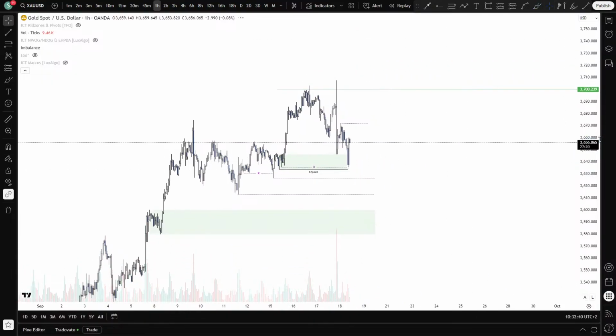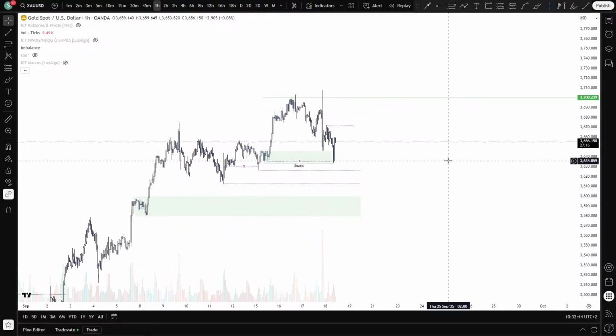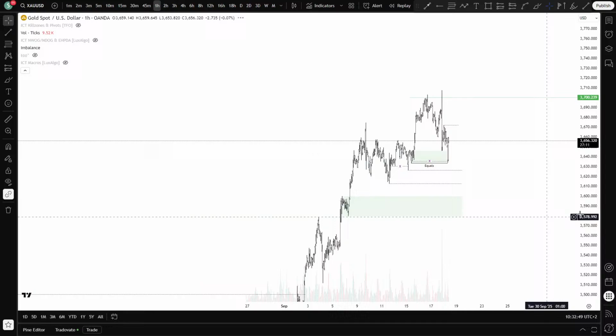So that is what I would be looking for on gold. Local confirmations right now that this is enough, and otherwise look at the next liquidity points or the next demand zone.